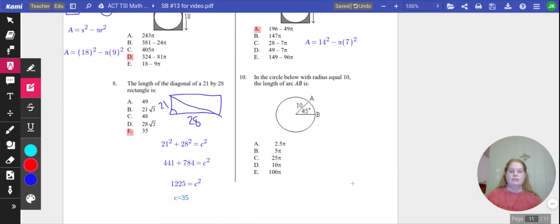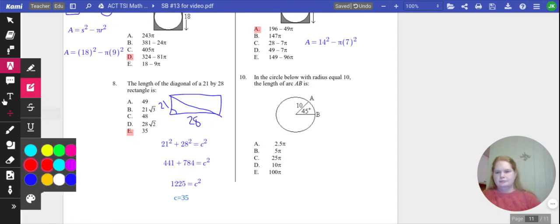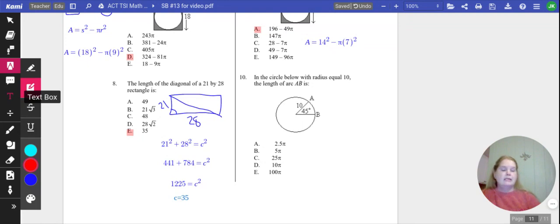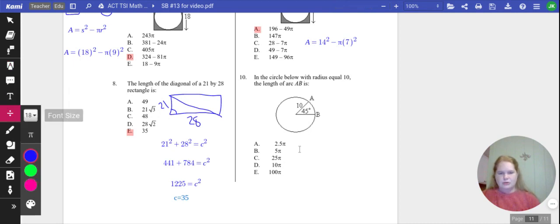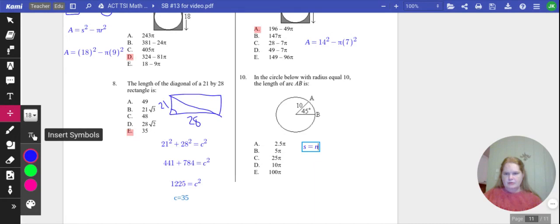All right, now we're on our last question. We made it through, guys. In the circle below, the radius is 10, and we want to know the length of AB, the arc. Again, this is like the area of a sector. Since I've had trig, I have a different formula I use. I use S equals r theta. What you guys use for arc length is S equals, remember I did that n earlier with the pi. So I'm going to put the pi on it.